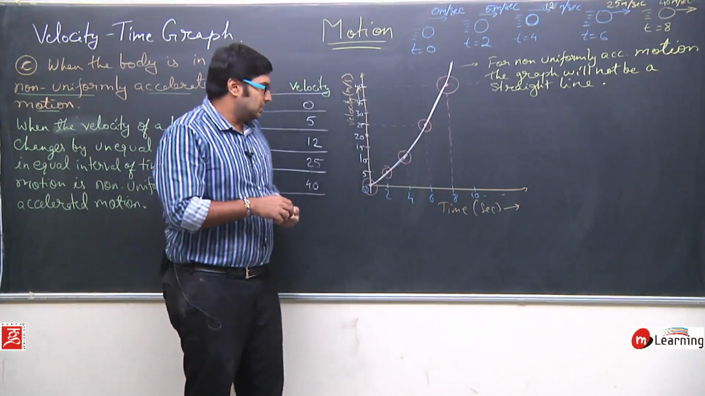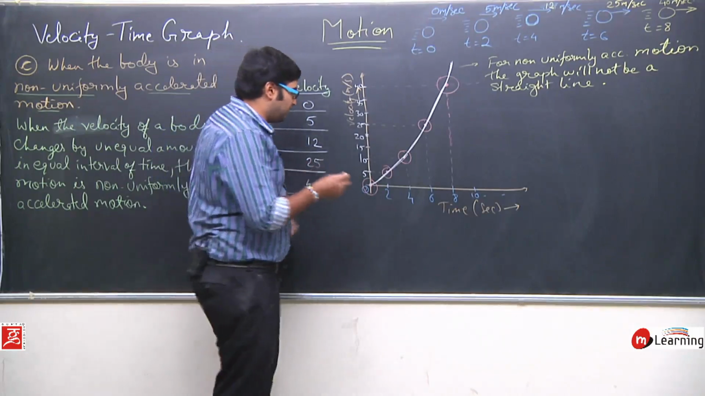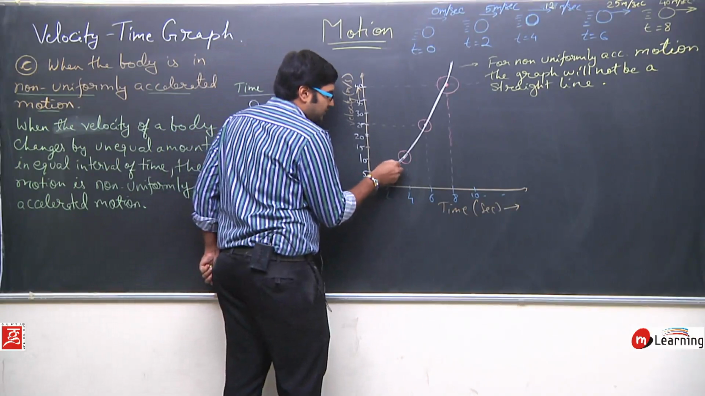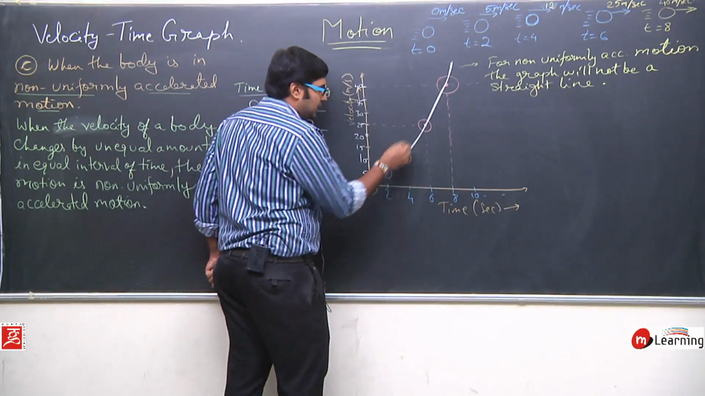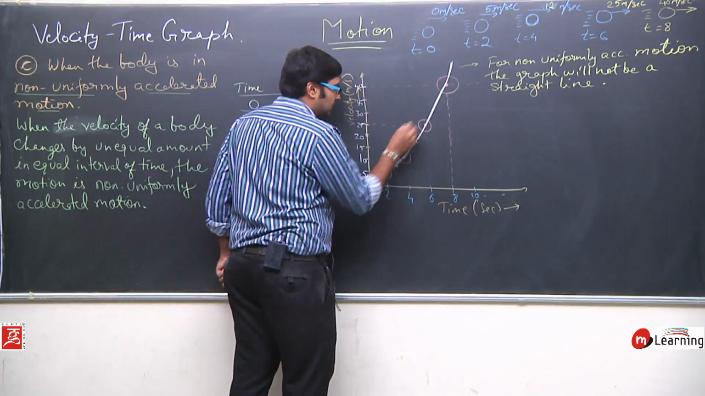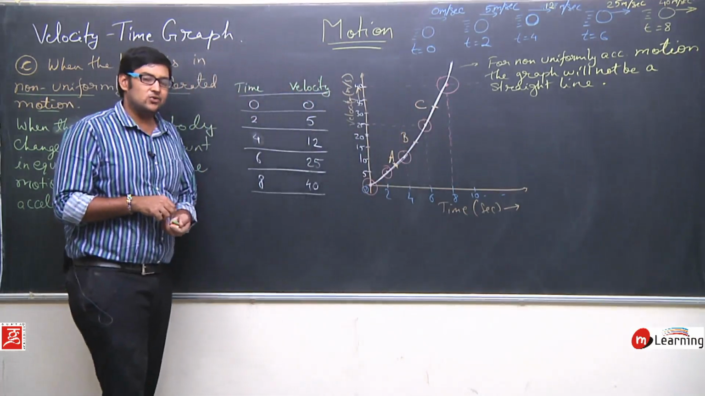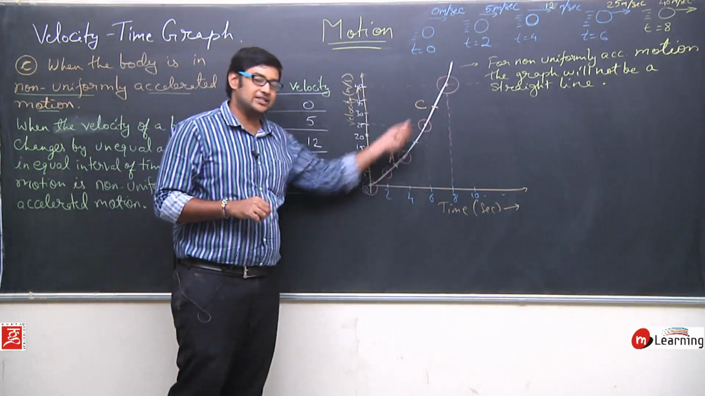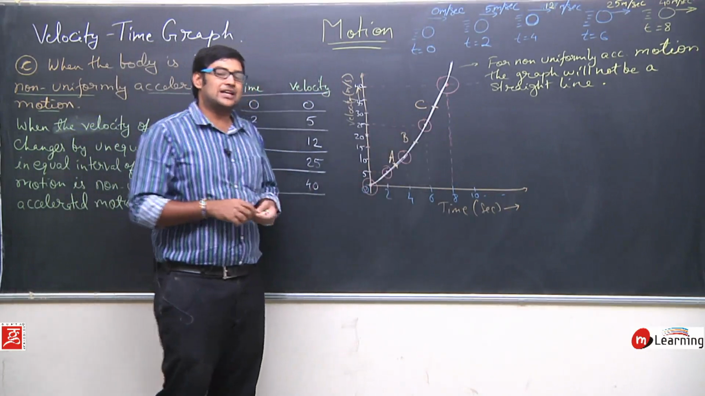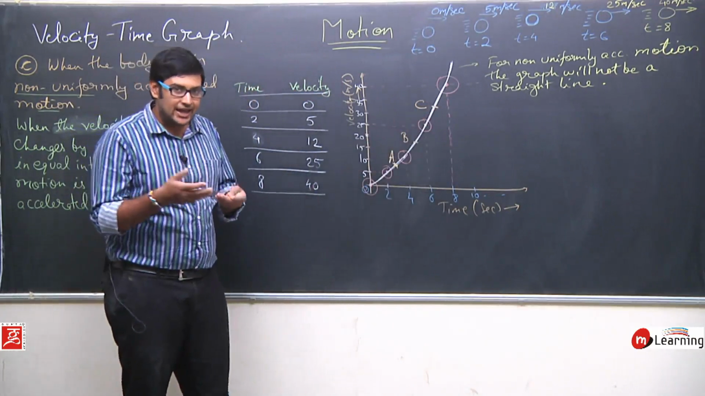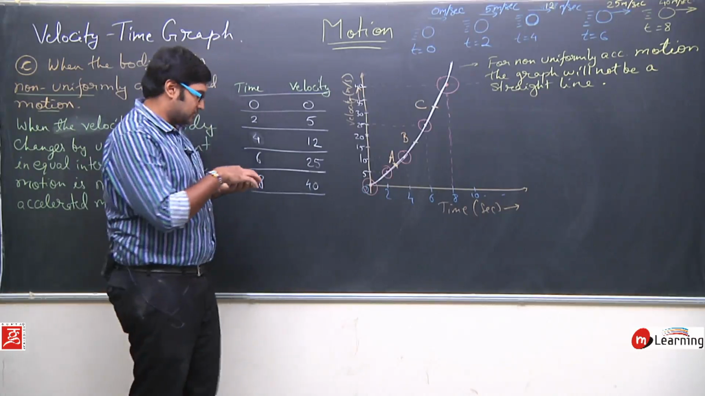Then what will happen? The situation will be, for example, if you consider the point A somewhere on the graph, let's say this is point A, then let's say this is point B, then let's say this is point C. So what I can do is calculate the acceleration at these 3 points. How to calculate the acceleration? We studied that tan theta gives you the acceleration.